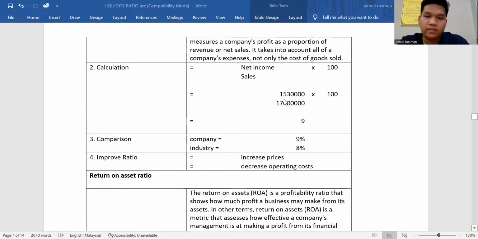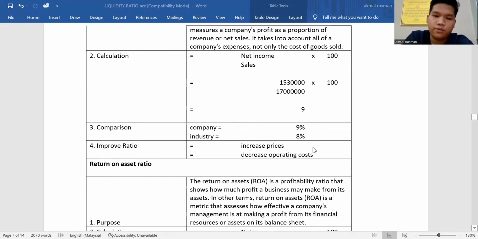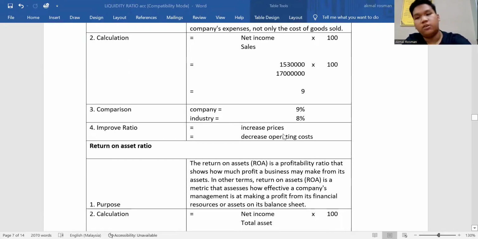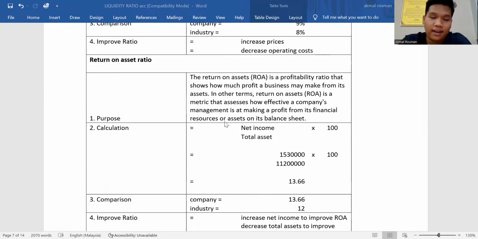And the example given is 1,530,000 over 17 million times 100. And the answer is 9%. Okay, so comparison for company and industry, the company has 9% and industry has 8%. And to improve the ratio also, we must increase the prices and decrease operating costs. And next is return on asset ratio.